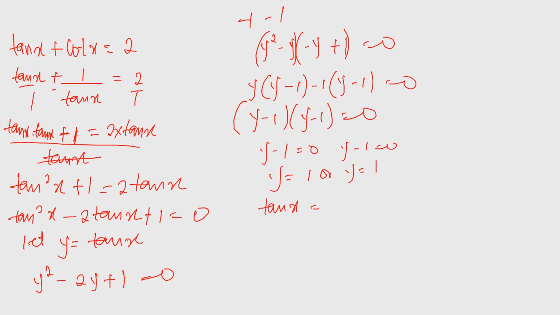Tan x is equal to y, which means that x will be equal to tan inverse of your y, which is 1. So your x, tan inverse of 1, is 45, so you have 45 degrees. So the two values for x are what? The first x is 45 and the second x is also 45 degrees. So that is it for today. Thanks for watching.